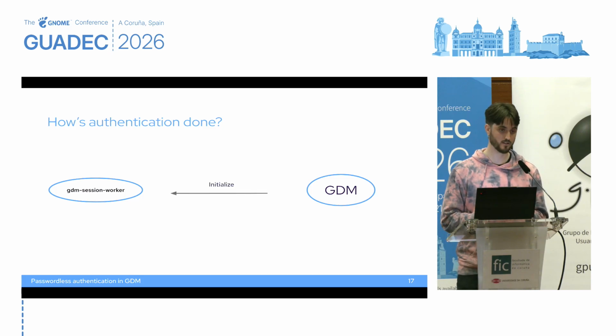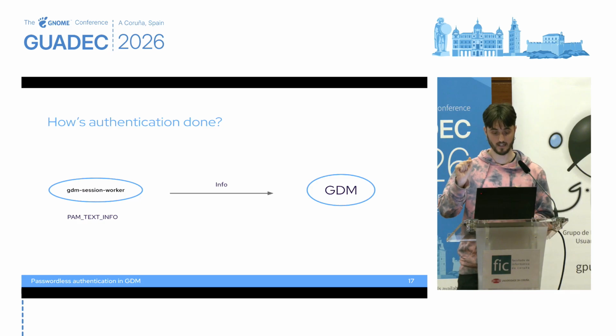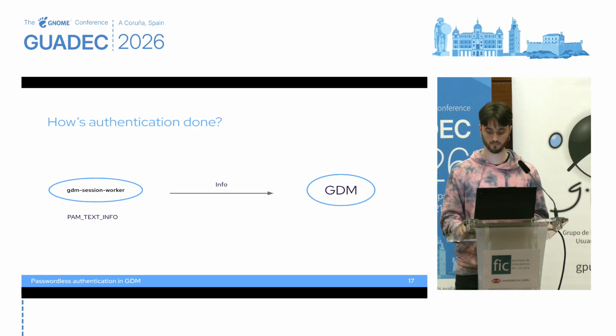Usually, for a PAM conversation, you have different stages, and GDM iterates through these different interfaces, calling initialize, authenticate, authorize, establish credentials, and open, the different PAM stages. At the same time, the session worker is setting up the PAM conversation. It's setting a handler to receive PAM messages. So the session worker could receive a PAM message of type PAM text info, which is translated in the session worker calling the info method. And at the same time, GDM forwards this info method to GNOME Shell.